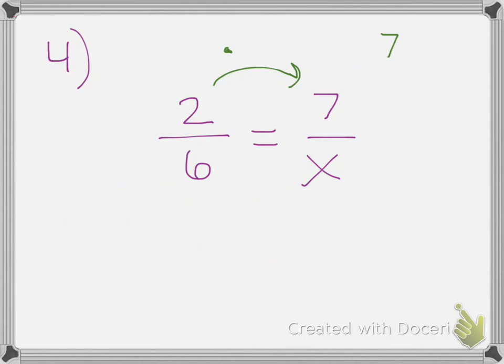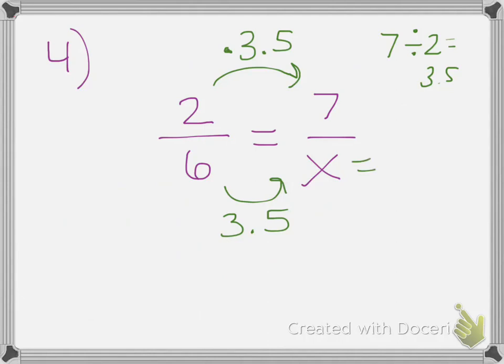Well, you're probably going to have to think the opposite operation. So 7 divided by 2 equals 3.5. So 2 times 3.5 equals 7. So down here you need to do 6 times 3.5 to get what x equals. If you need to use your calculator, feel free to. Once you're all done, you'll get x equals 21.